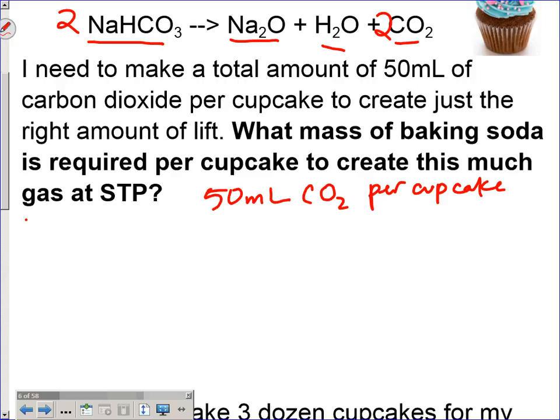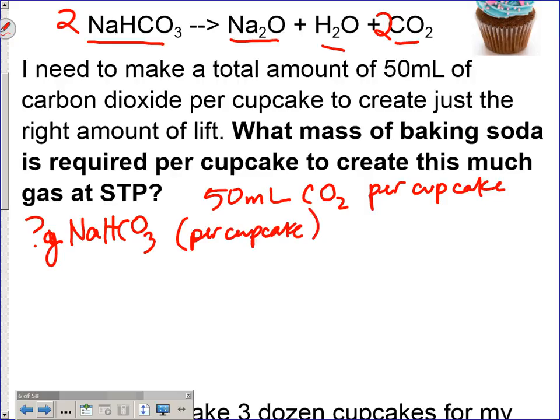What mass, in grams, because we're taking our words into usable terms, of baking soda, NaHCO3? So what mass of baking soda is required per cupcake? That's just something we might need to know. So that's per cupcake, and this was per cupcake. So we're just talking about per cupcake now, so we're talking about the same terms. That makes sense. We're going to be referencing them together.